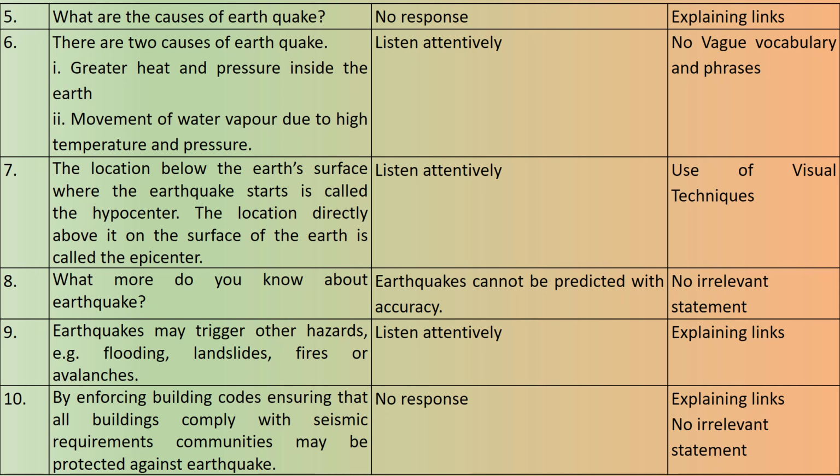The teacher will again say that earthquake may trigger other hazards, for example, flooding, landslides, fires, and avalanches. The students will listen attentively. The component used is explaining links. Then the teacher will say that by enforcing building codes ensuring that all buildings comply with seismic requirements, communities may be protected against earthquakes. There is no response from the students. The component used is explaining links and no irrelevant statement.